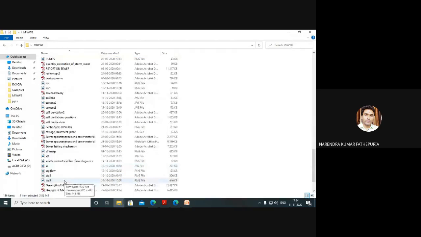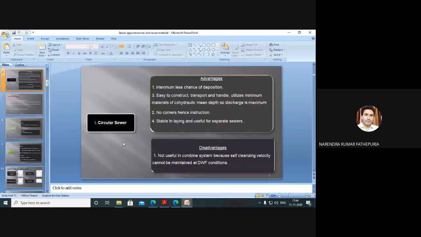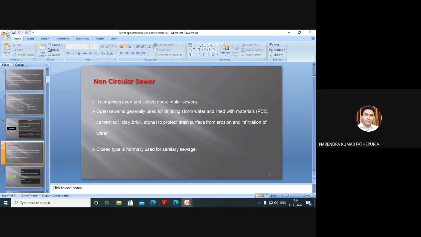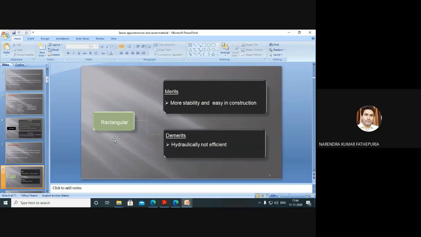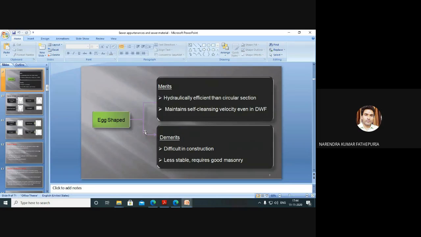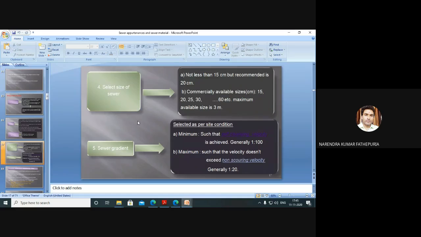Now I'm coming to the sewer appurtenances and materials, that you have done there in the classes. Your circular sewers, rectangular sewers, egg-type sewers. Design of sewer depends on various parameters. As you know, in sewer water, 99% is water and 0.1% is solid matter.